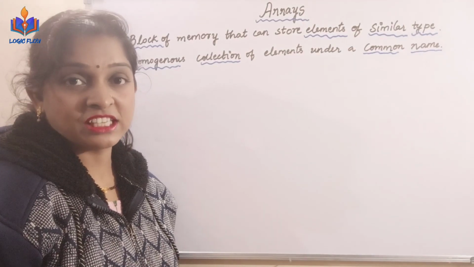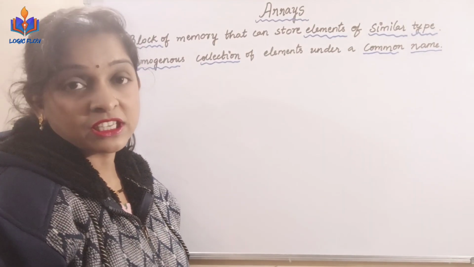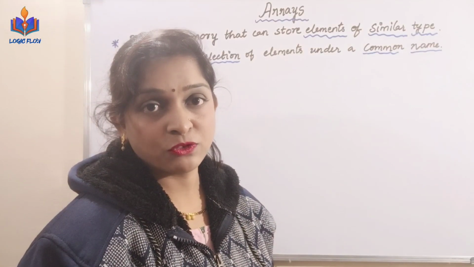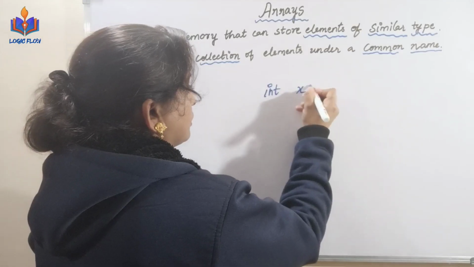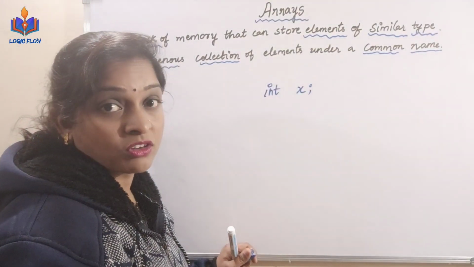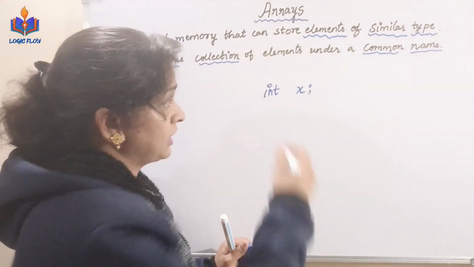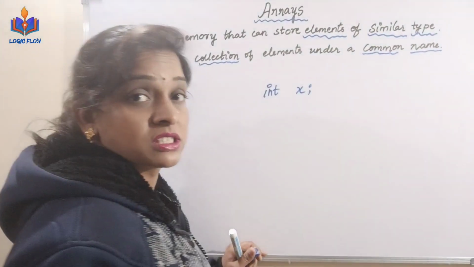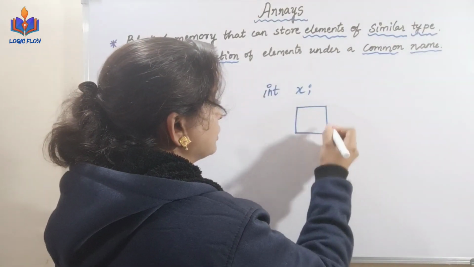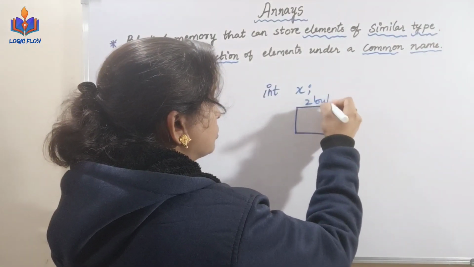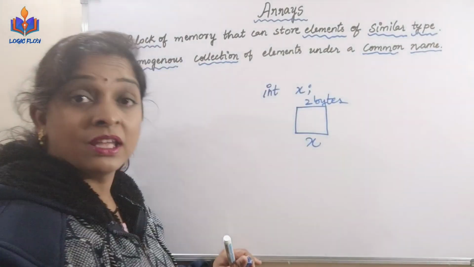Arrays. So let us see what actually an array is. We have seen a simple variable. For example, I'll just say int x. As soon as the compiler encounters this variable declaration statement, it is going to allocate memory for it. Say it is an integer with respect to 16-bit memory. So 2 bytes of memory will be allocated, and the name for this memory block will be x.